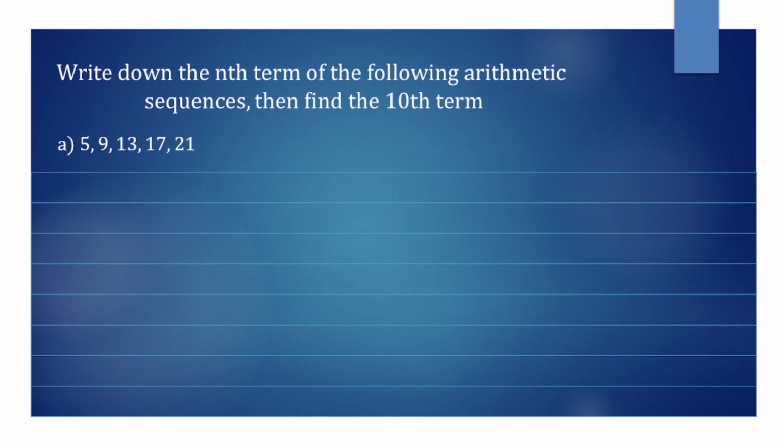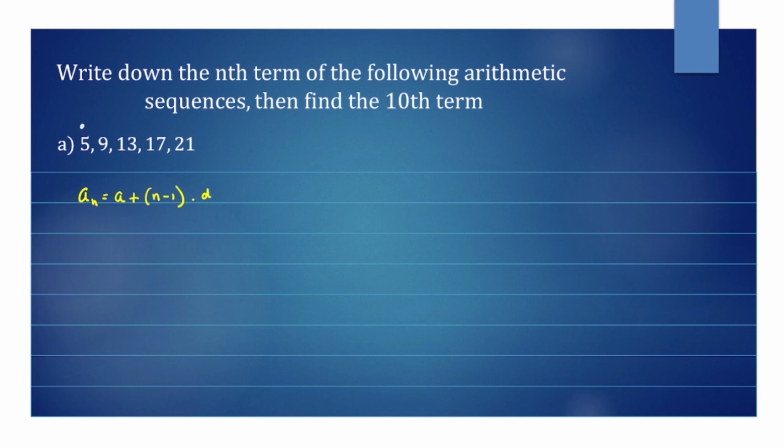In this question, we want to write down the nth term of the following arithmetic sequences and then find the 10th term. In the first question, we have the sequence 5, 9, 13, 17, and 21. The first thing to do is write down the formula for the nth term. That's an is the first term plus n minus 1 times the common difference.